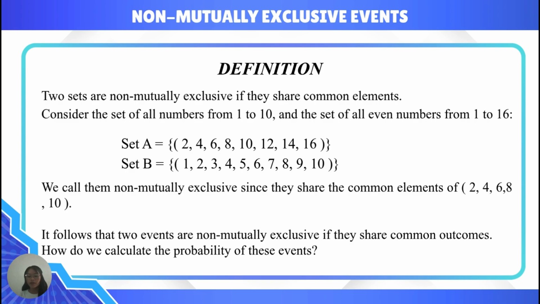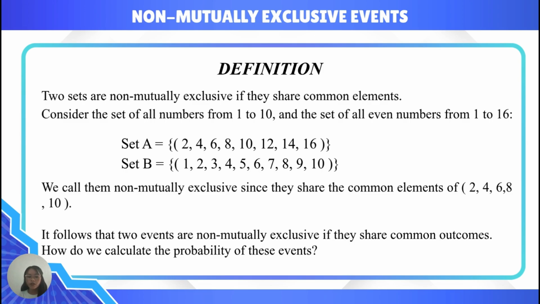Hello, each and everyone. Now we are going to continue our discussion about non-mutually exclusive events in probability. For the definition, two sets are non-mutually exclusive if they share common elements. Non-mutually exclusive events are events that can happen at the same time. This means the two events have something in common, or shared outcomes.